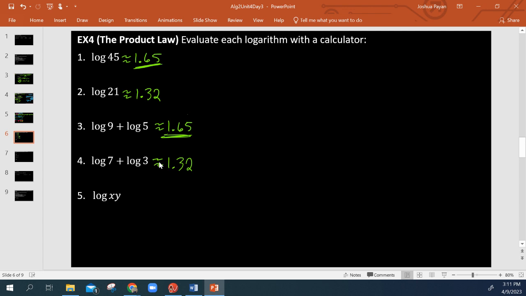Okay, so here we get the same as we do here. Well, what is going on? Well, what we're seeing is the actual product law of logarithms. If I have log base b of x times y, this is the same thing as log base b of x itself plus log base b of y.